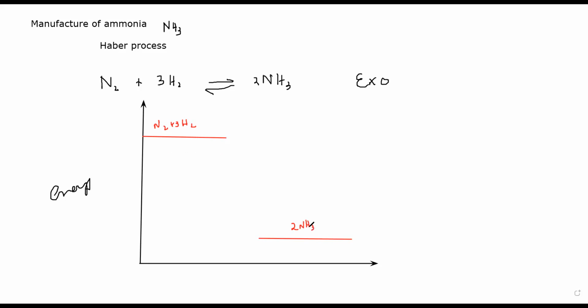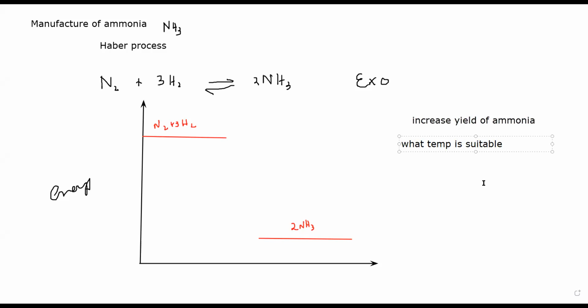As we discussed with reversible reactions, if I want to increase the yield, if I want more ammonia, what temperature is suitable? High temperature or low temperature? So the low temperature is suitable.